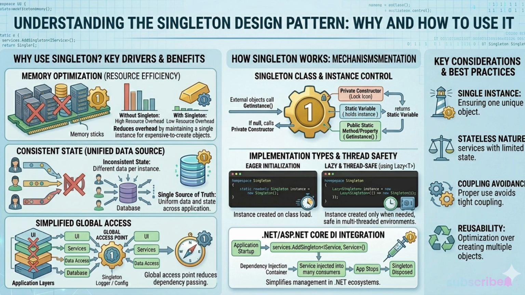When multiple instances exist, they may hold different data, leading to inconsistencies and unexpected behavior. Singleton eliminates this problem by providing a single source of truth. It also simplifies access to shared resources by offering a global access point, reducing the need to pass objects through multiple layers of the application. In multi-threaded environments, a properly implemented singleton ensures that only one instance is created even when accessed concurrently. In .NET, this is often achieved using thread-safe mechanisms like Lazy<T> or through dependency injection.